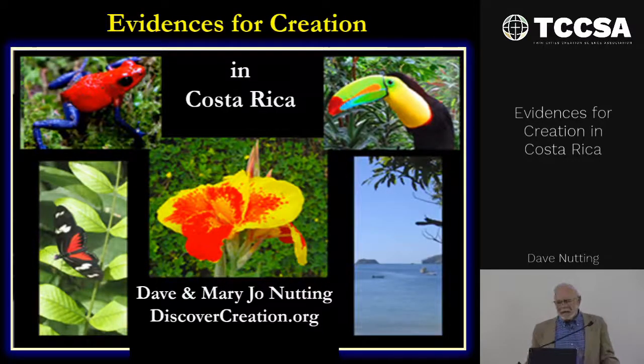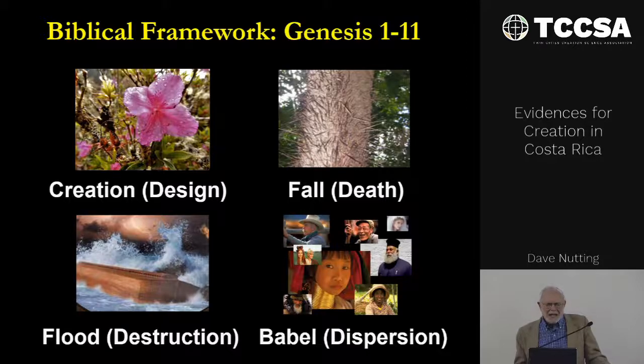Anyhow, evidences for creation, Costa Rica. In order to even understand this whole thing, we have to be able to put it into a biblical framework. It's not just design that has to be explained when you're in Costa Rica. You have creation and design, and you see some gorgeous things, don't you? But you also have a fall, according to the Bible, and that's going to explain why things aren't just perfect, right? The fall, and the thorns and the thistles came in. But you also see evidence for the flood and also for the dispersion of the people after the Tower of Babel. So we see all of that.